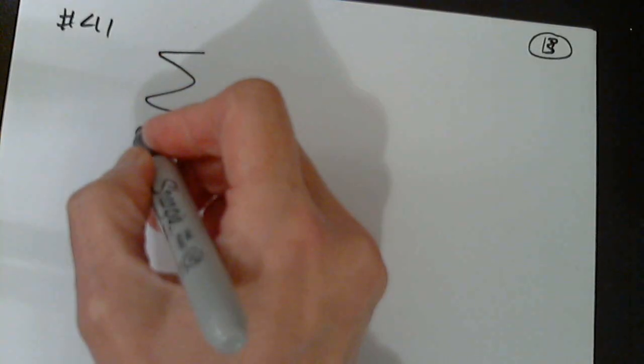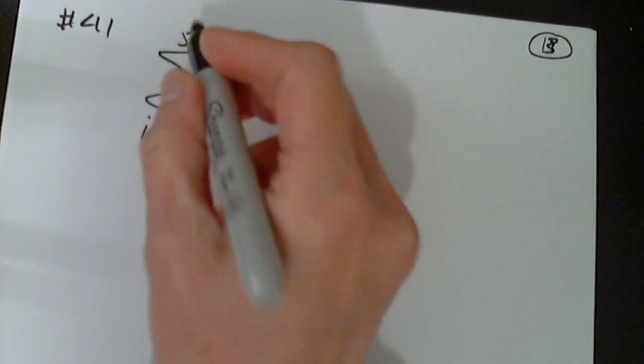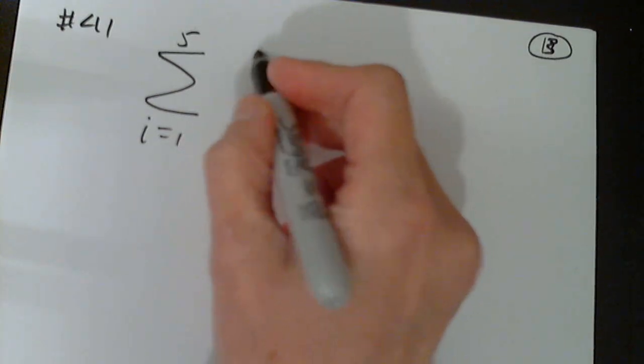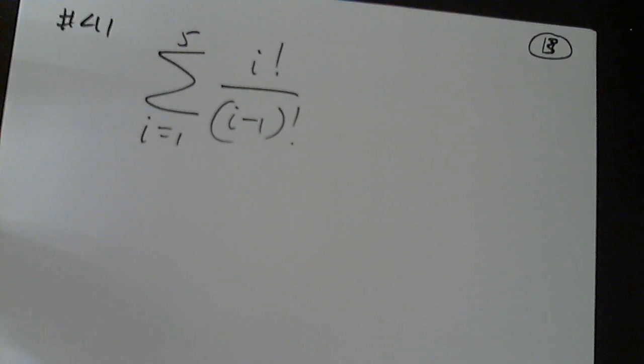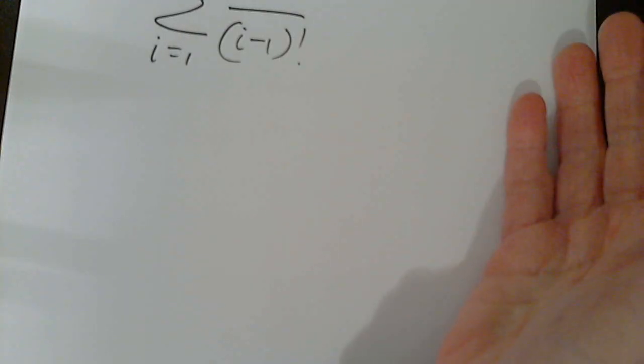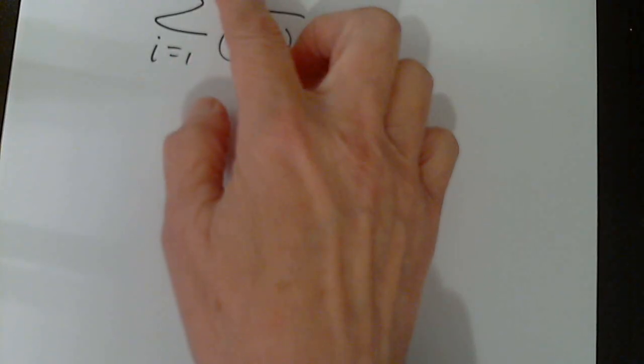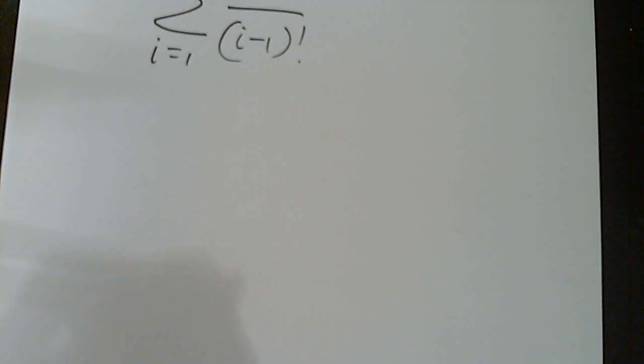41. Perfect. So the sum from i equals 1 through 5 of i factorial over (i minus 1) factorial. Good. It's from i equals 1 through 5, not a lot, so we have to list the terms and then we can calculate with the calculator.